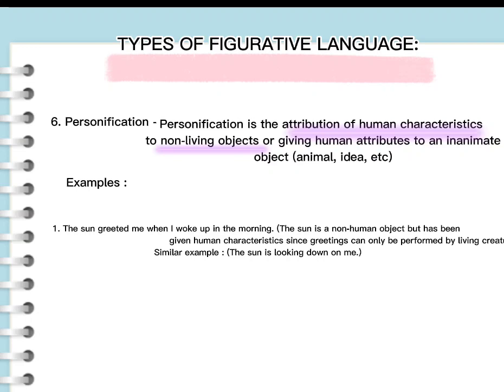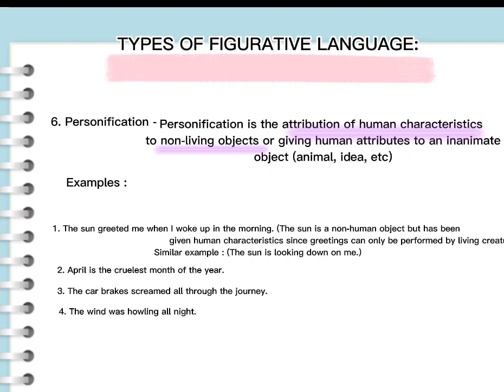A similar example of this is: the sun is looking down on me. Next example is this. April is the cruelest month of the year. The car brake screamed all through the journey. The wind was howling all night. The words cruel, scream, and howling are the attribution of human characteristics or living creatures, and not to non-living things. That is why it's called personification. Do you get it? I hope you get it.